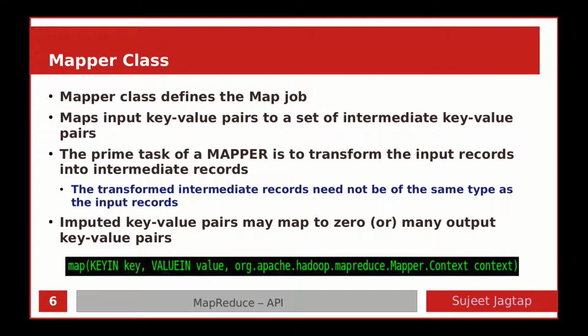Then we have the mapper class. The mapper class defines the map job within the MapReduce program, that's the Java file. It maps input key value pairs to a set of intermediate key value pairs, where maps are the individual tasks that transform the input records into intermediate records. The transformed intermediate records need not be of the same type as the input records. A given input pair may map to zero or many output pairs.